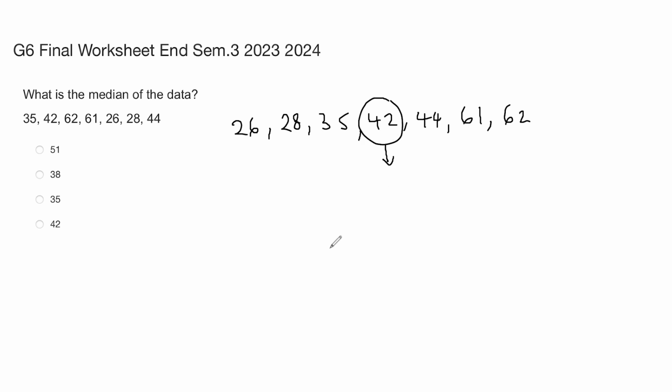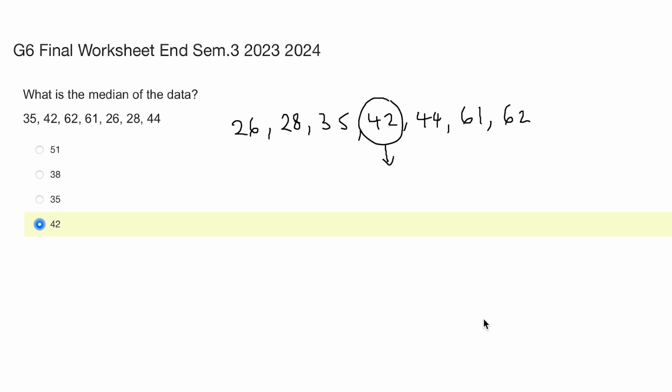What is the median of the data? The median is the value which is exactly in the middle, but we need to arrange them first, from least to greatest or from greatest to least. So we'll arrange here: the first one will be 26, then 28, then 35, then 42, then 44, 61, 62. The one which is exactly in the middle is 42. So the median is 42.